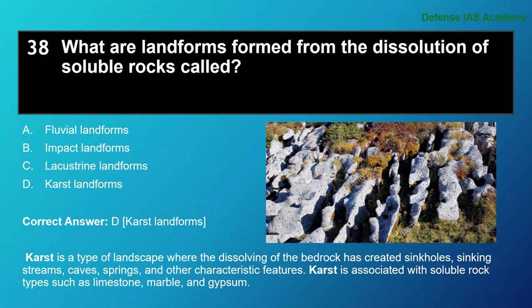It is associated mostly with soluble rocks such as limestone, marble, and gypsum. You can see in the figure a karst landscape formation from the dissolving of soluble rocks like limestone, marble, and gypsum.